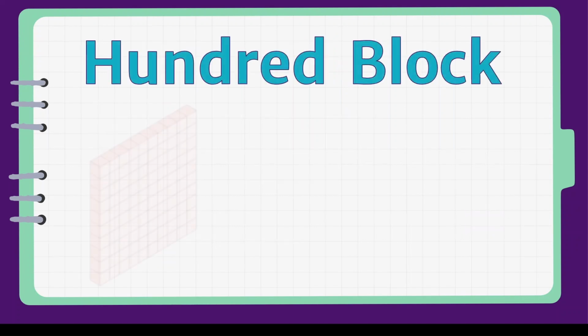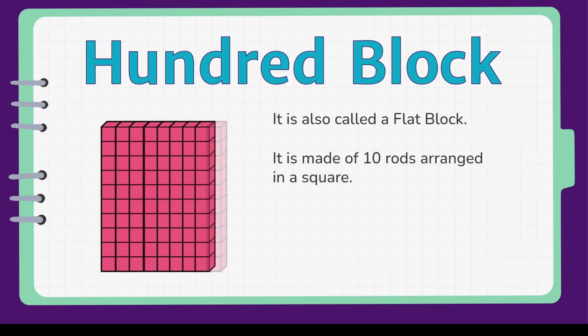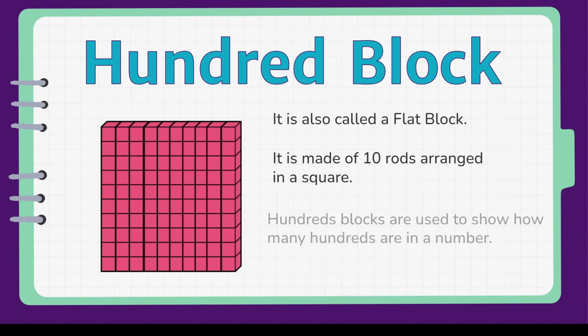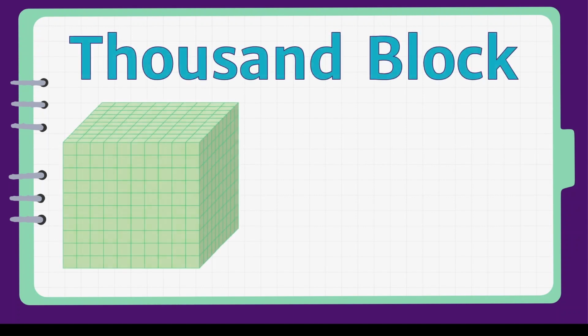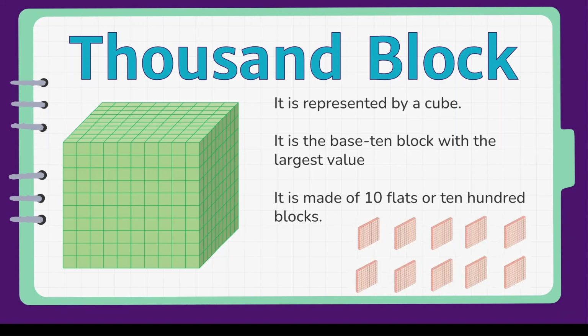The 100 block. It is also called a flat block. It is made of 10 rods arranged in a square. 100 blocks are used to show how many hundreds are in a number. Finally, the 1000 block. It is represented by a cube. It is the base 10 block with the largest value. It is made of 10 flats or 10 hundred blocks.